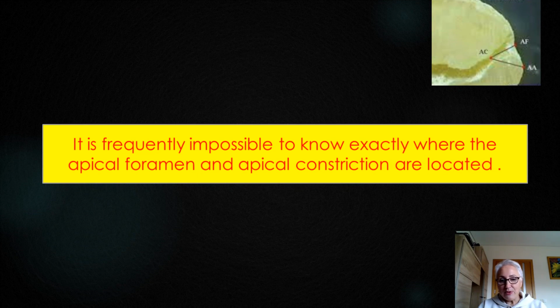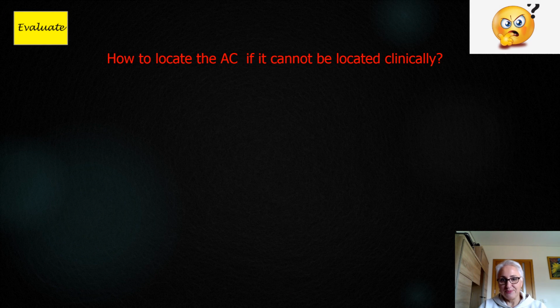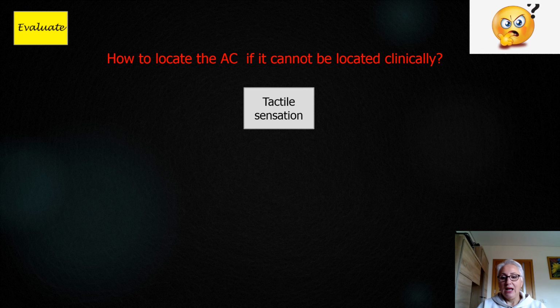Actually, another problem is that it is frequently impossible to know exactly where the apical foramina and apical constriction are located. How to determine the position? For us as clinicians, it's a normal question: how to locate the apical constriction if it cannot be located clinically? A very old method, used for all times, is tactile sensation.